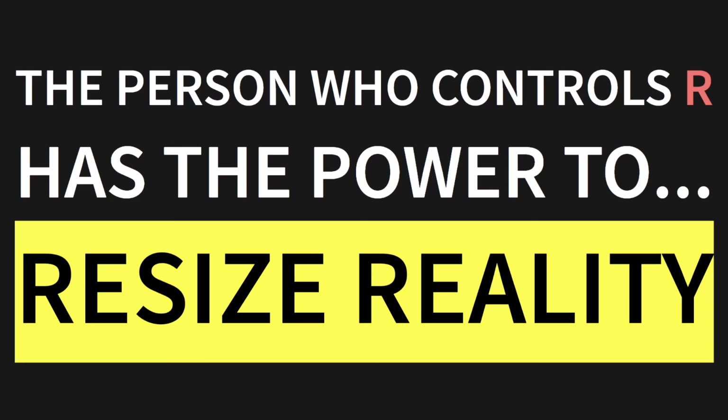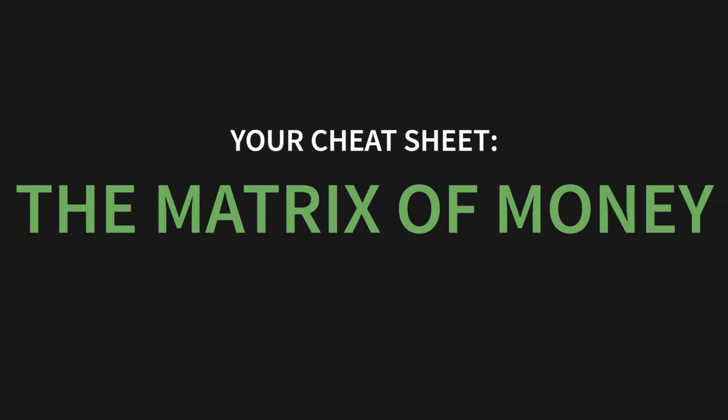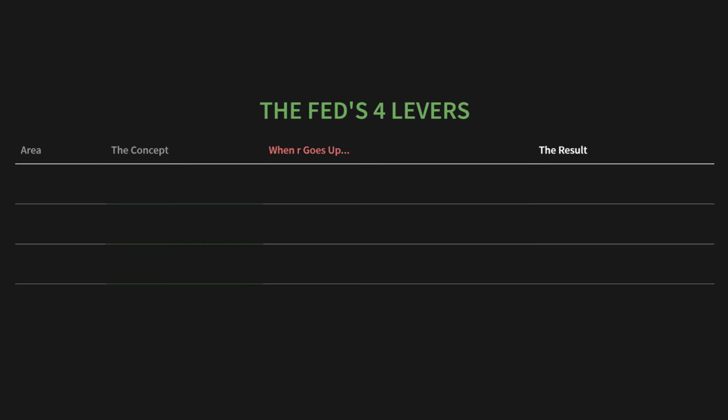So let's put it all together. This is your cheat sheet, the matrix of money. And I'm serious, screenshot this. This table shows the Fed's 4 levers. Let's walk through them. First, the area is your debt. The concept here is debt service, amortization. When R goes up, what happens? Your monthly payments explode. The result? You can afford less house, less car, less everything.